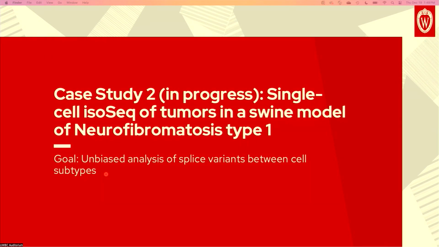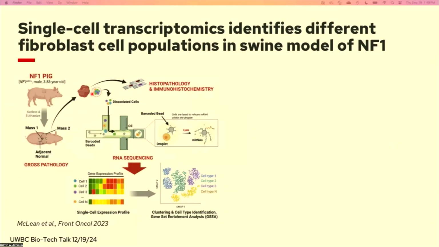And so while in our last project we had a goal of specifically examining a certain gene, we went into this project a little bit more with an unbiased approach. So a little bit of background. Colleagues here in the Biotech Center and Dalton, they generated an NF1 swine model that was able to replicate some of the histopathological features of human NF1.